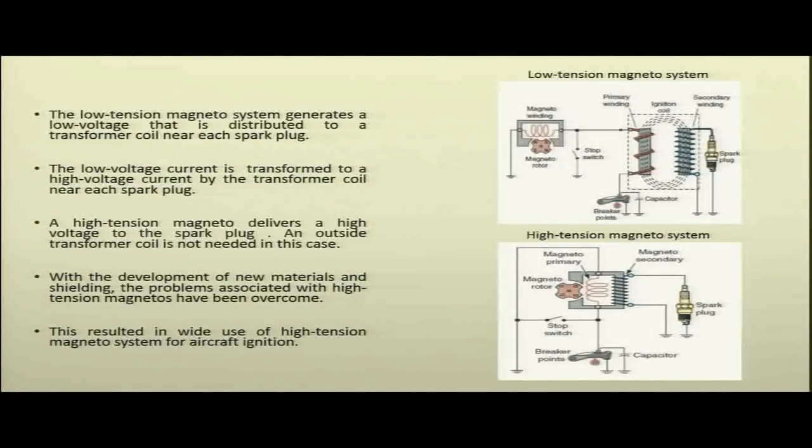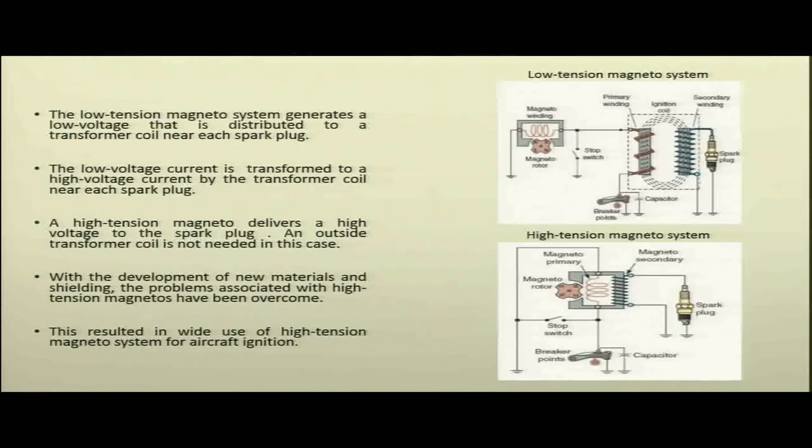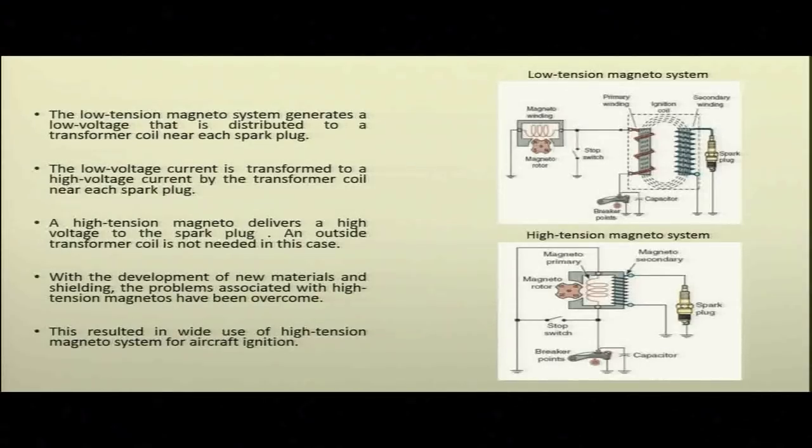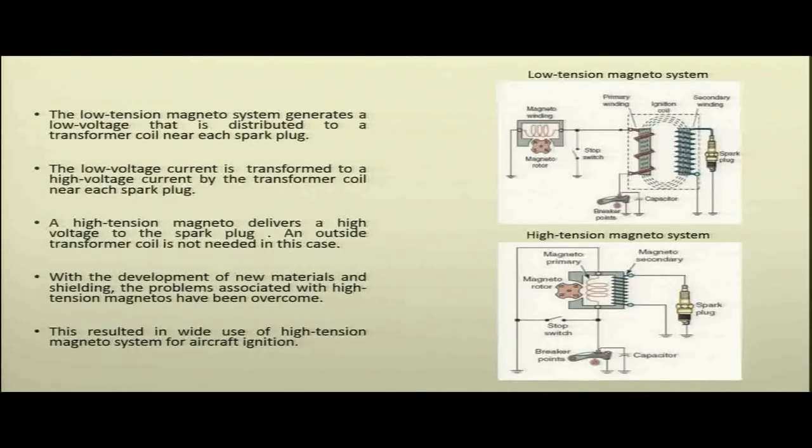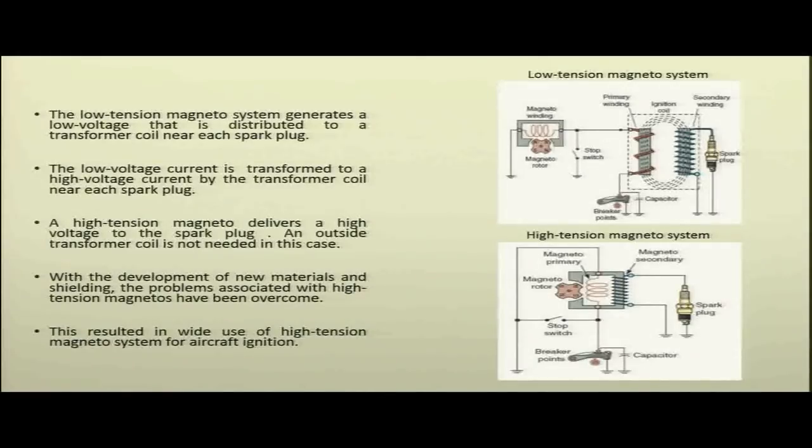Now, with the development of new materials and shielding, the problems associated with high tension magnetos have been overcome. Earlier there were problems in the high tension magneto systems because of the materials, since you were generating high voltage and it was being transmitted to the spark plugs through the leads. Now, with improved materials, those problems have been overcome, and because of that, the high tension magneto system is now widely used in the aircraft ignition system.